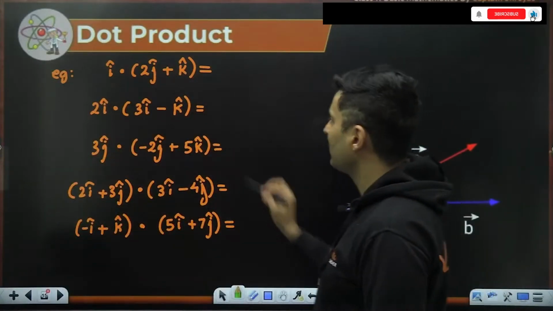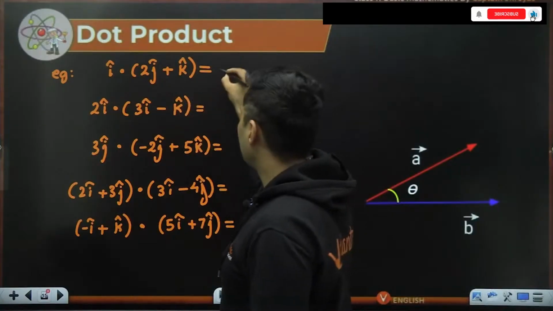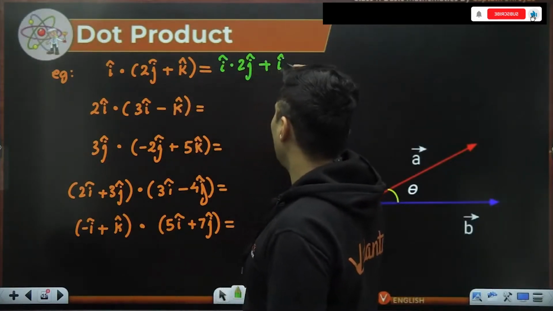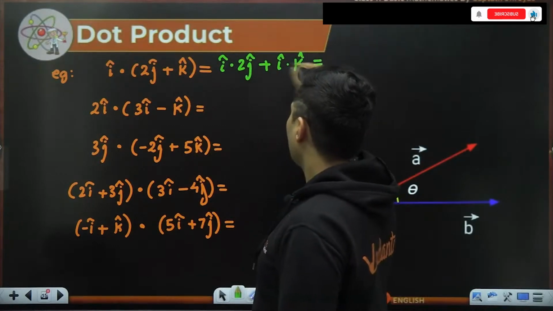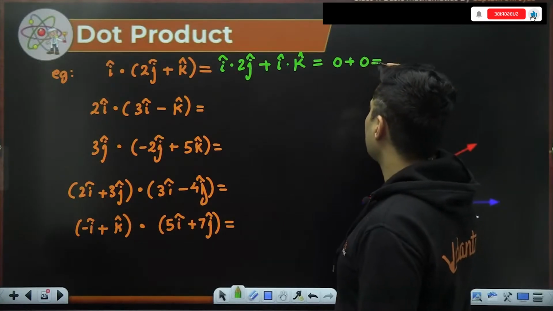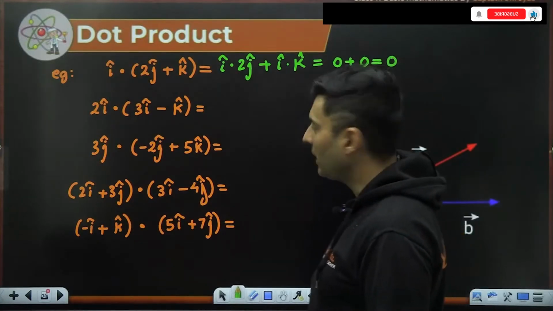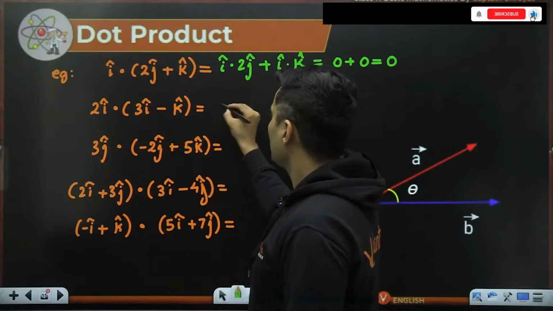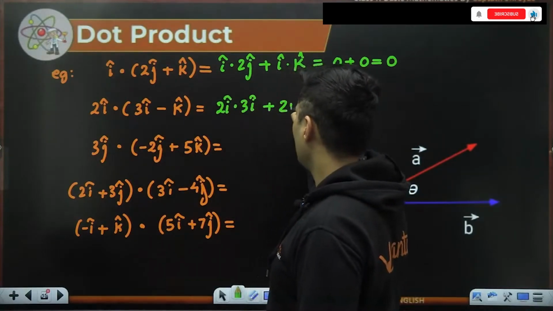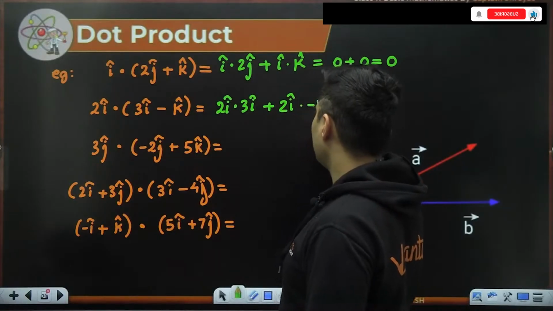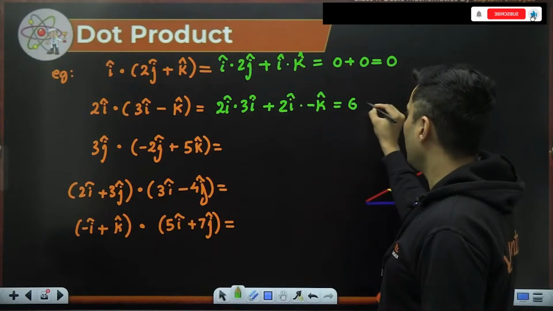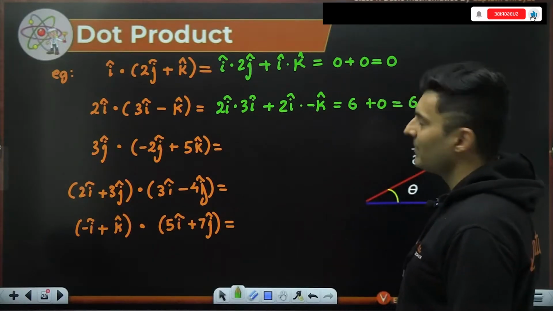Starting off with the first case, I can open up the brackets, so it will technically be i dot 2j plus i dot k cap. i and j are perpendicular, so the answer is 0. i and k are also perpendicular, answer is 0. So the final answer is 0. Right, perfect. What about this? Open up the brackets: 2i dot 3i plus 2i cap dot minus k cap. i and i is 1, 2 threes are 6. i and k are perpendicular, so the answer is 0. So the answer will be 6.